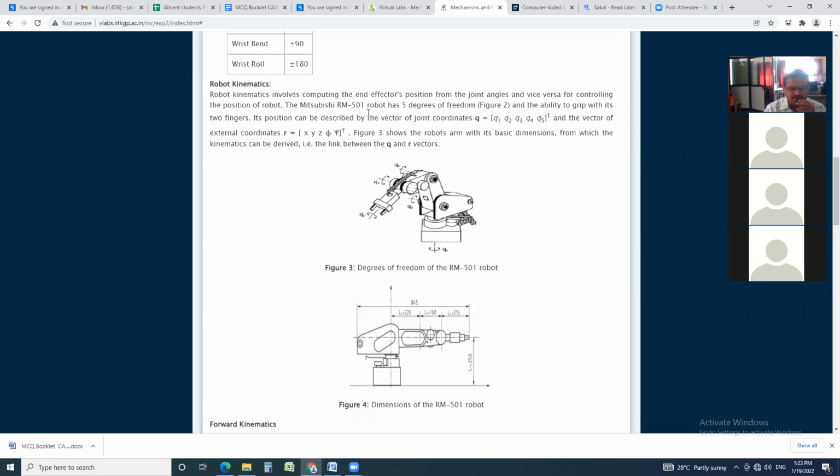The Mitsubishi RM501 robot has 5 degrees of freedom, figure 2, and the ability to grip with its two fingers. Its position can be described by the vector of joint coordinates Q = [Q1, Q2, Q3, Q4, Q5] transpose, and the vector of external coordinates R = [X, Y, Z, Phi, Psi] transpose. Figure 3 shows the robot's arm with its basic dimensions from which the kinematics can be derived, that is, the link between the Q and R vectors.